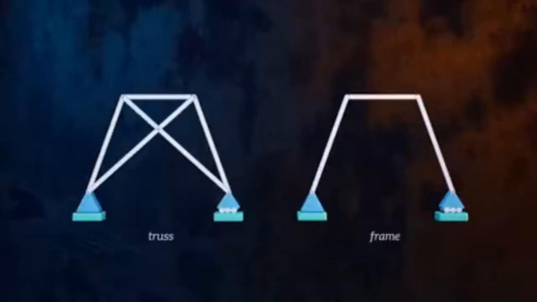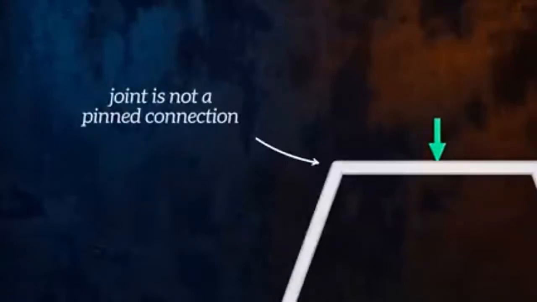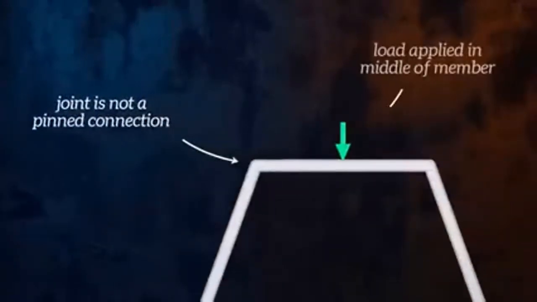These assumptions are what differentiate a truss from a frame. Unlike trusses, frames don't necessarily have pin joints, and so members can carry bending moments. A frame can also have loads applied directly to its members.